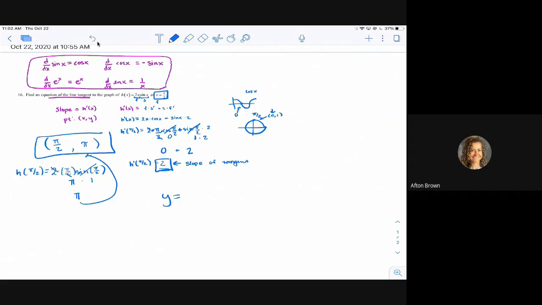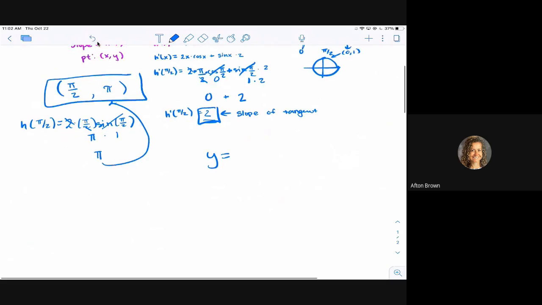Will, can you write the tangent line? Yeah, what would it be? y equals 2, and then in parentheses, x minus pi halves, plus pi. Good.